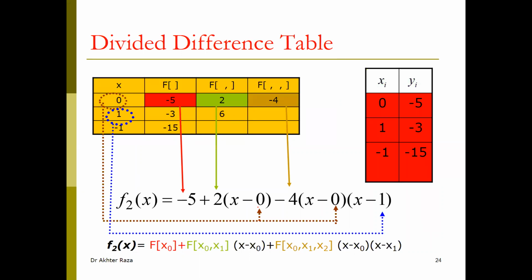Now, this is the generalized formula. f2(x) is equal to minus 5 plus 2(x - 0) minus 4(x - 0)(x - 1). So these numbers are plugged in and you will get a second order formula. Why is it a second order formula? Because we have x into x, that is x squared. So minus 5 plus 2x minus 4x squared and some other terms we have. So this is the expansion of this formula. The generalized form of the formula is this, and the specialized formula with the help of the divided difference table, we can summarize it like this.